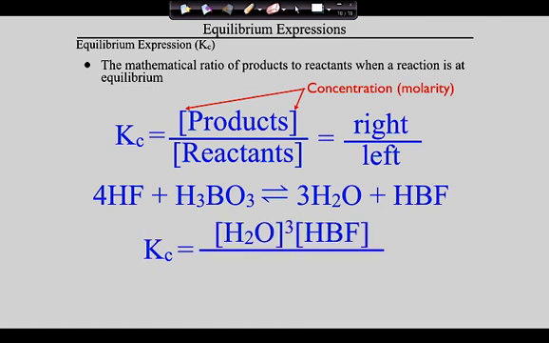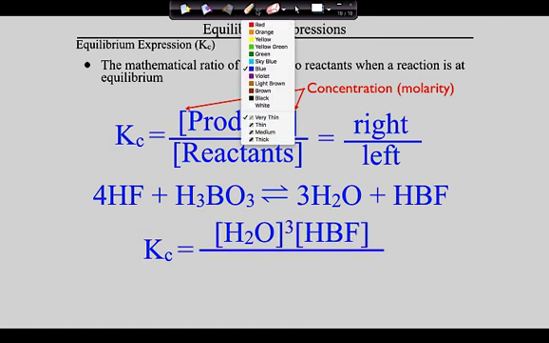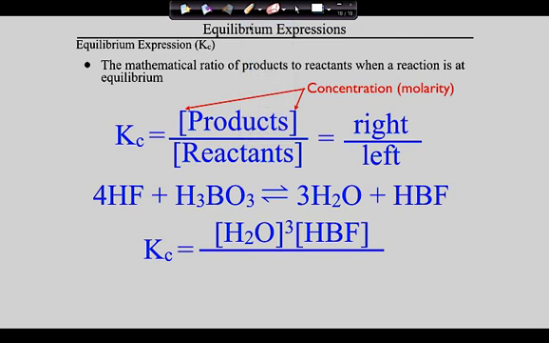And notice how we write the numerator. The numerator of the Kc expression, which you know to be the stuff on the right, because that's right divided by left, notice what happens. The 3 in front of the water becomes an exponent, and then the plus sign becomes a multiplication sign, which is understood to be there. So we understand that coefficients become exponents, and we multiply and not add.